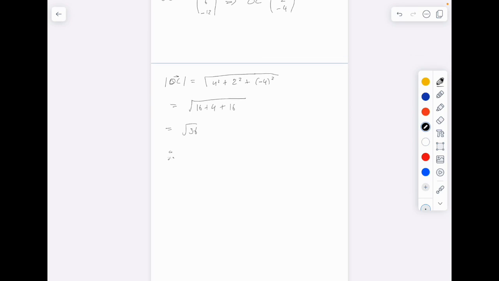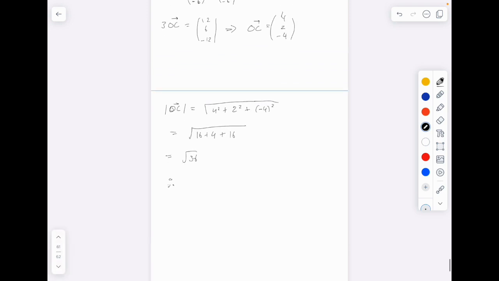So therefore, what can we say for the unit vector here? Well, let's see. Firstly we've got 1 over root 36 times (4, 2, -4).